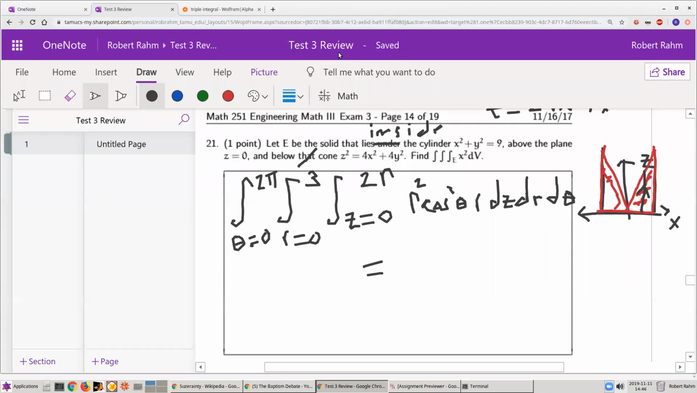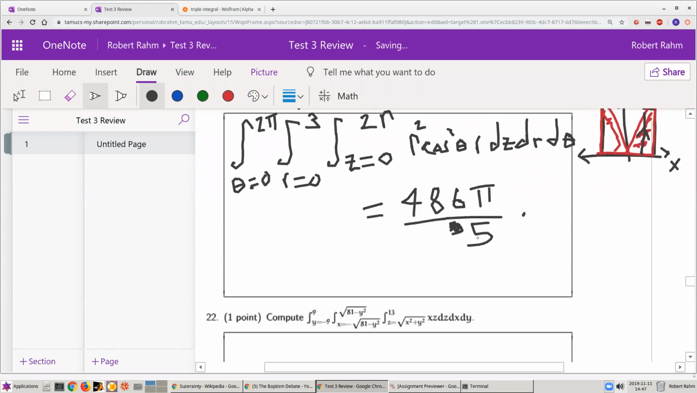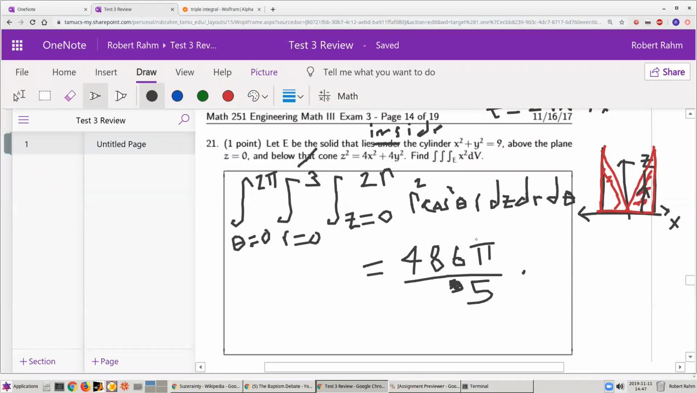And this is 486 pi divided by 5. Okay, I'm going to say this one more time: this is a tedious integral, but a straightforward one. The hard part is going from the problem description to this part right here.